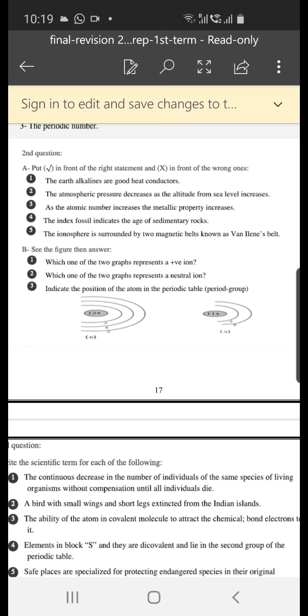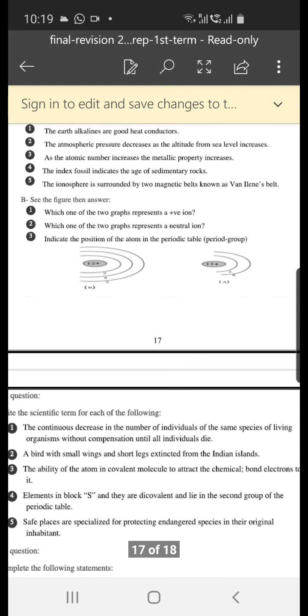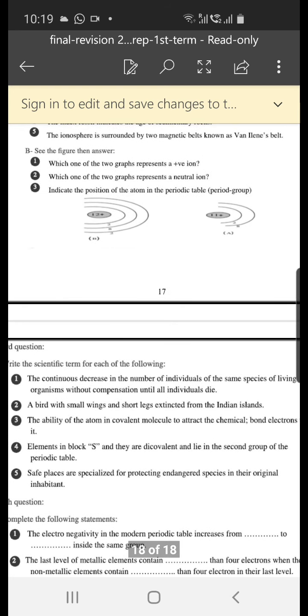Number 4, the index fossil indicates the age of sedimentary rocks. It's correct. Number 5, the ionosphere is surrounded by 2 magnetic belts known as Van Allen belts. It is correct.